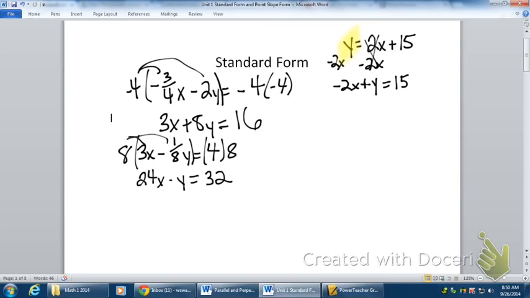No. Why? Good job, Corbin. Yes, that is a negative 2. So to get rid of it, multiply both sides times that negative 1. So that's going to give me a positive 2x. It's going to give me a minus y. It's going to give me a negative 15. Does that make sense?